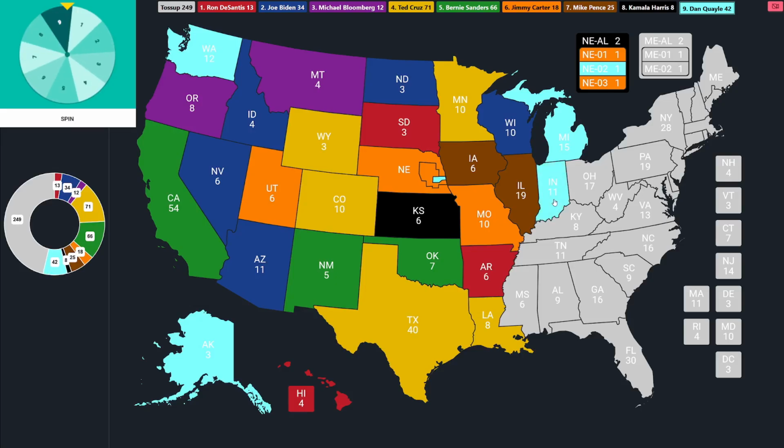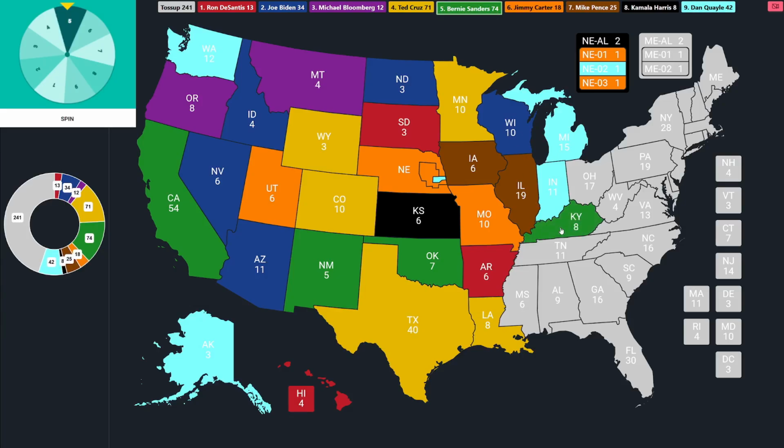And we're going to keep moving. We've got Kentucky up next. Its 8 electoral votes are coming to number 5. That is Bernie Sanders. Didn't even realize it, but Ted Cruz has passed Bernie. But now Bernie back on top. Next state, Tennessee, 11 votes. Here comes the spin. Number 1, it's going to RD, Ron DeSantis.